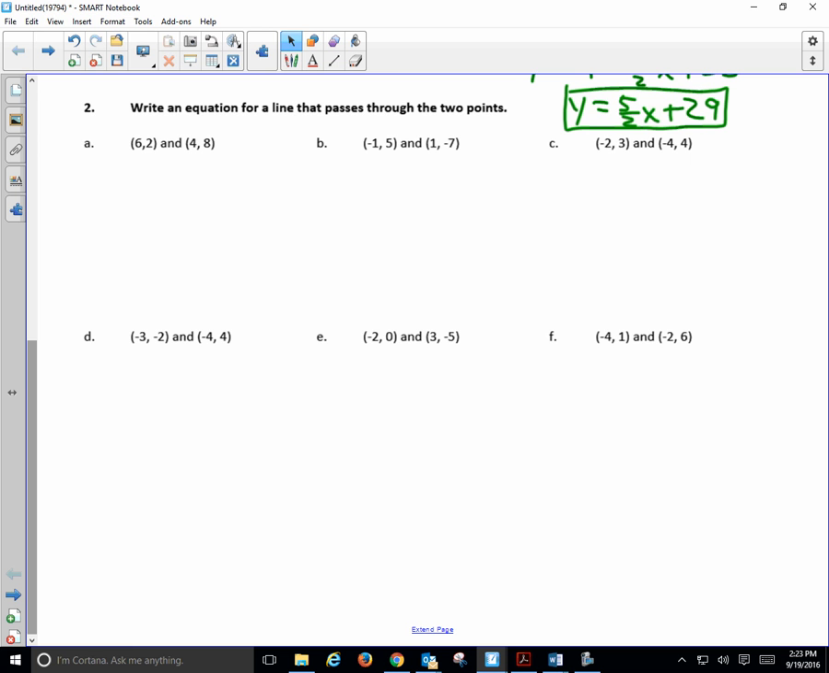Let's try letter D. Let's try this one right here. I write down point on line. I write down slope. What's the point on your line? Which one do you want to use? Okay, you want to use -3, -2? But I've got to find my slope. What do I do?